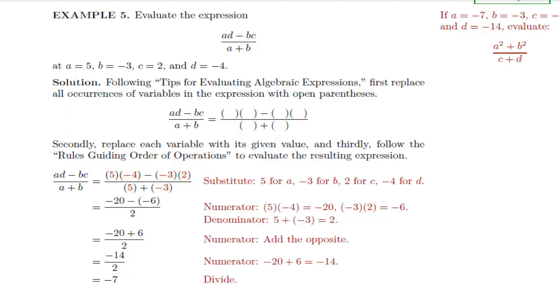So we get 5 times negative 4 minus 3 times negative 3 times 2 divided by 5 plus a negative 3. Simplifying the numerator, we have 5 times a negative 4 is a negative 20, and negative 3 times 2 would be a negative 6. In the denominator, 5 plus negative 3 is a positive 2. In the numerator, we'll add the opposite. Negative 20 minus negative 6 becomes negative 20 plus 6. And in the numerator, negative 20 plus 6 equals negative 14. So now all that's left is negative 14 divided by 2, which is a negative 7.